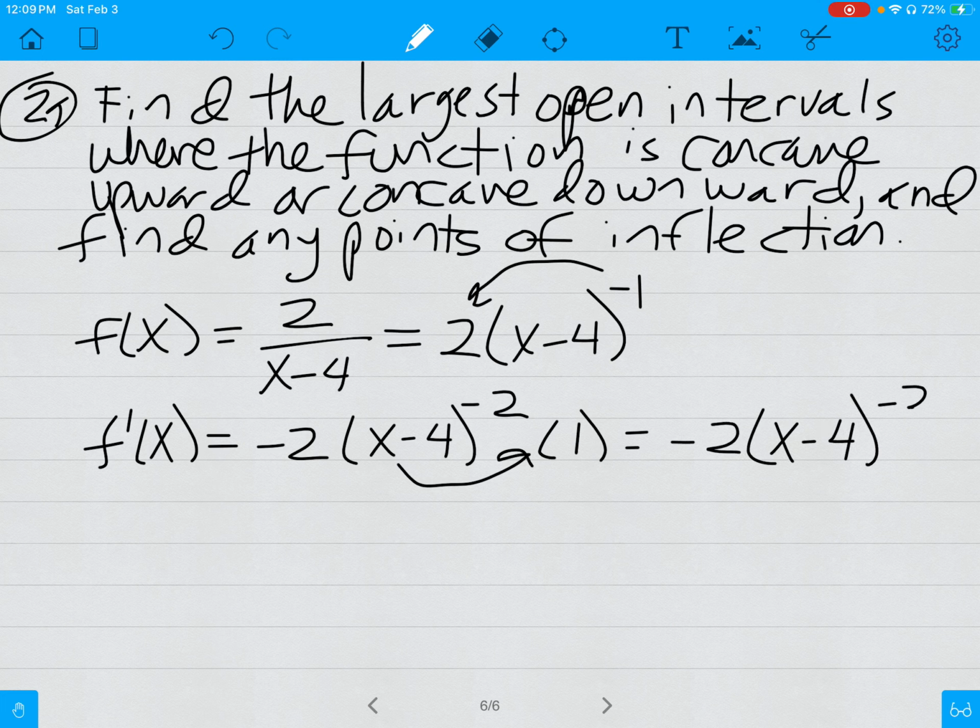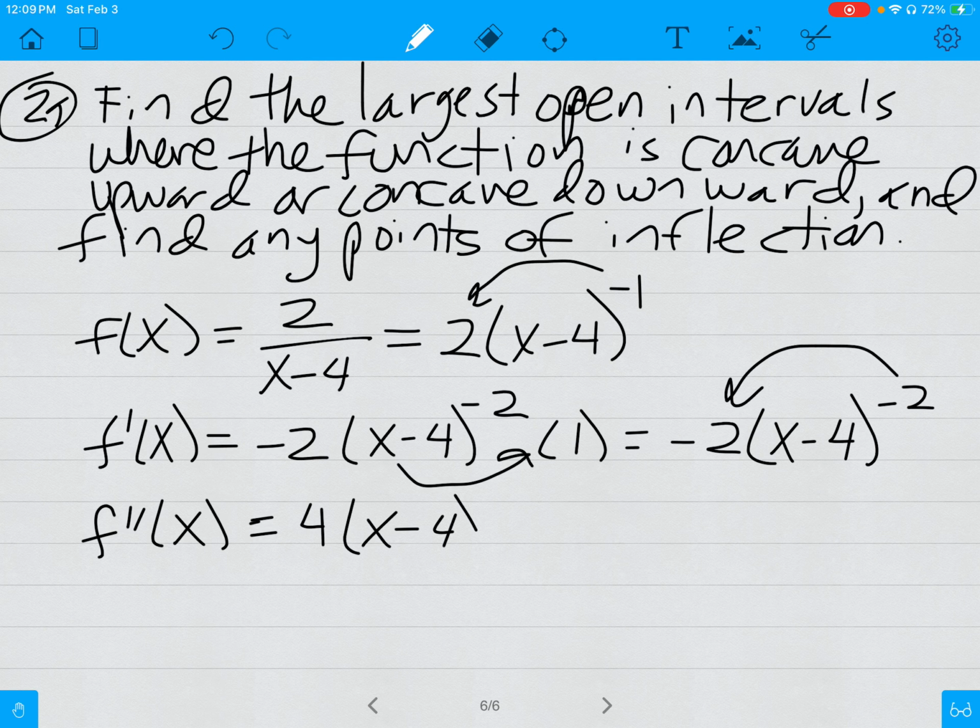Now we go to our second derivative. Same idea. Negative 2 is going to come down front and multiply. So that coefficient out front now is a positive 4. X minus 4 inside the quantity. Subtract 1 from the exponent, negative 3. Again, chain out the derivative of the inside function, but it's just a 1. Okay, so there is our second derivative function.